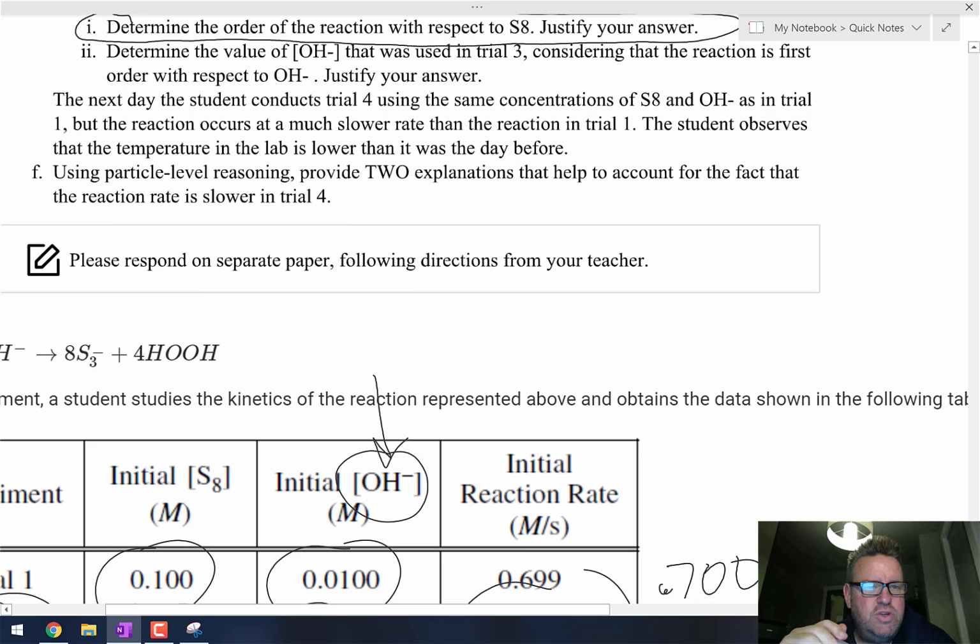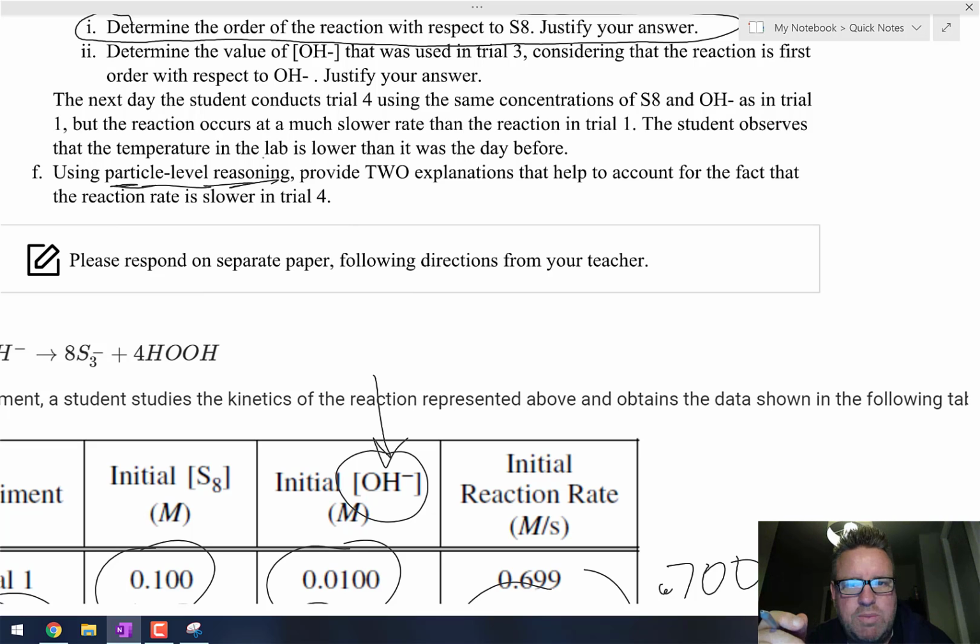So part F says using particle level reasoning, provide 2 explanations that help account for the fact that the reaction rate is slower in trial 4. We know that when the temperature is lower, the rate constant is lower, but that's not what they're saying. They're saying use particle level reasoning. What's different at the particle level? They knew that students were going to say, well, lower temperature means lower rate constant. You got to be really careful about how they want you to answer.